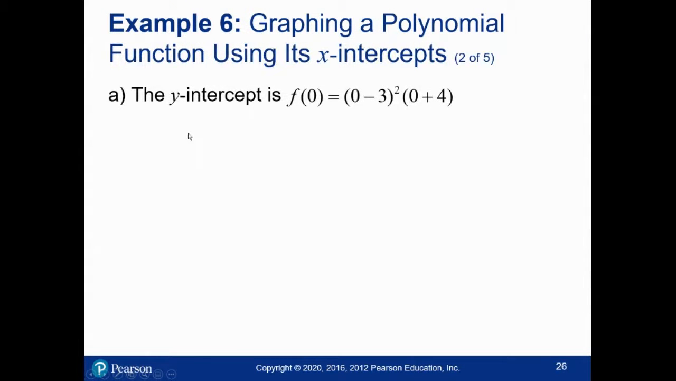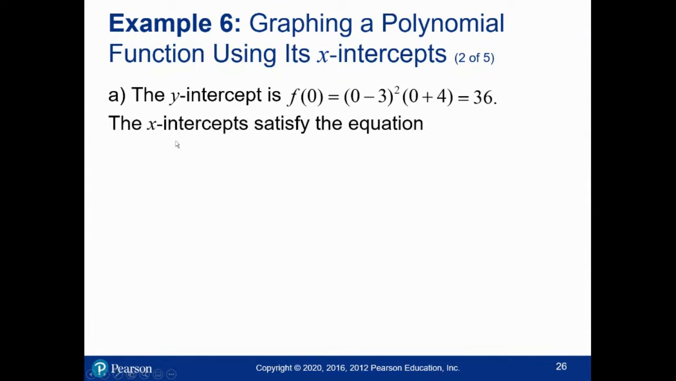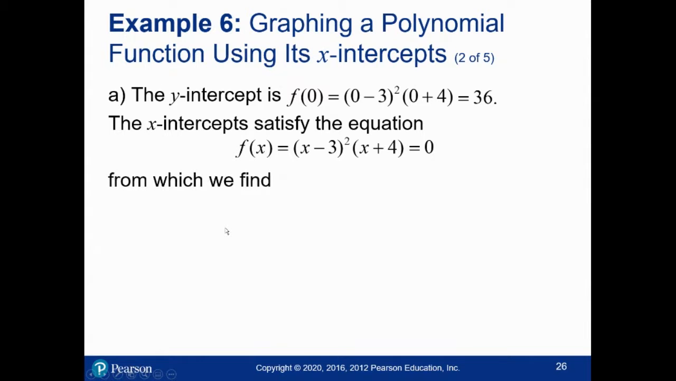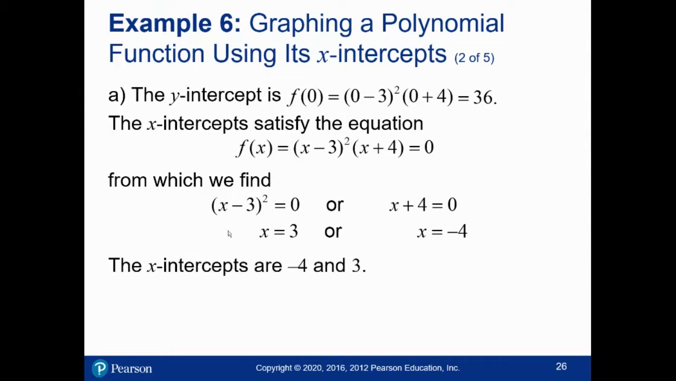To find the y-intercept, just plug in x equals 0 and you get out 36. All right, the x-intercepts satisfy where the function is 0, and having the function already in factored form makes this very convenient. X can either be 3 or negative 4, from the two factors x minus 3 squared and x plus 4. So it has two x-intercepts, negative 4 and 3.